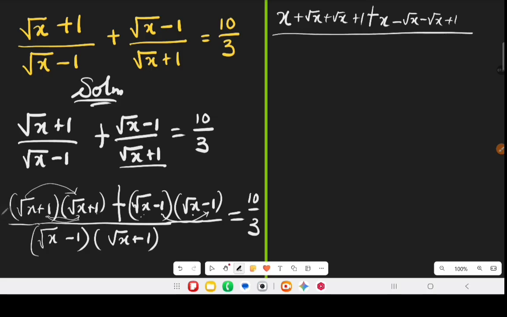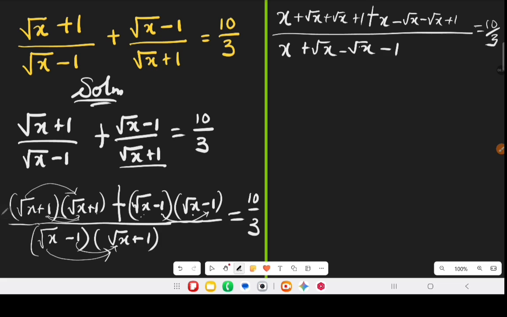All over, we multiply the denominator. Root x times root x gives us x, plus root x times 1 gives us root x. Then minus 1 times root x gives us minus root x. Minus 1 times plus 1 gives us minus 1. All equal to 10 all over 3.